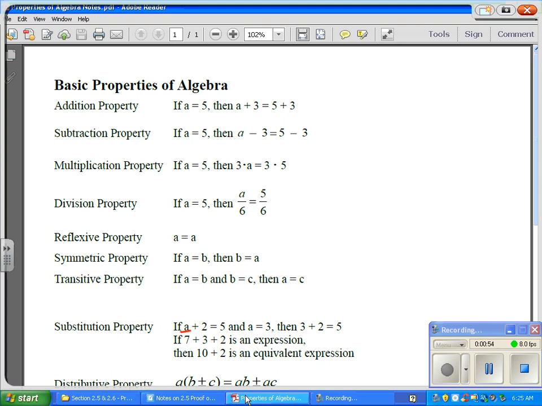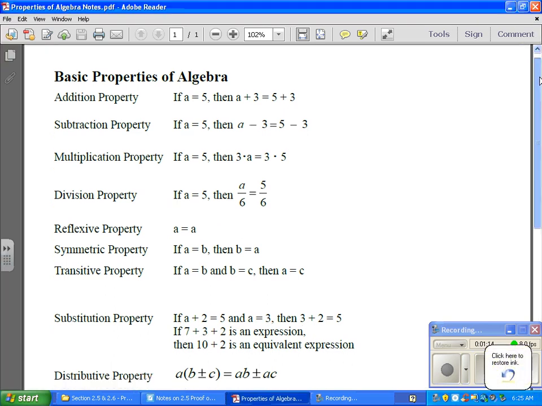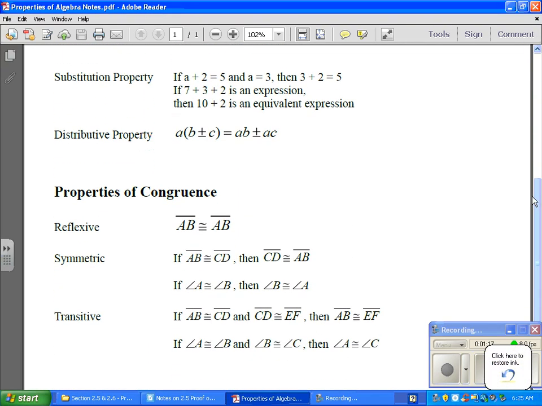There are two kinds of substitution. You can take this letter out and put this number in for it, and that shows right here. Or you can have an expression, do part of it, like 7 plus 3 makes 10, and replace the problem piece with the answer. That's two different types of substitution. Then we also have some that deal with geometry as well. But our most familiar one is the distributive property. And distributive property is just multiplying through the parentheses.